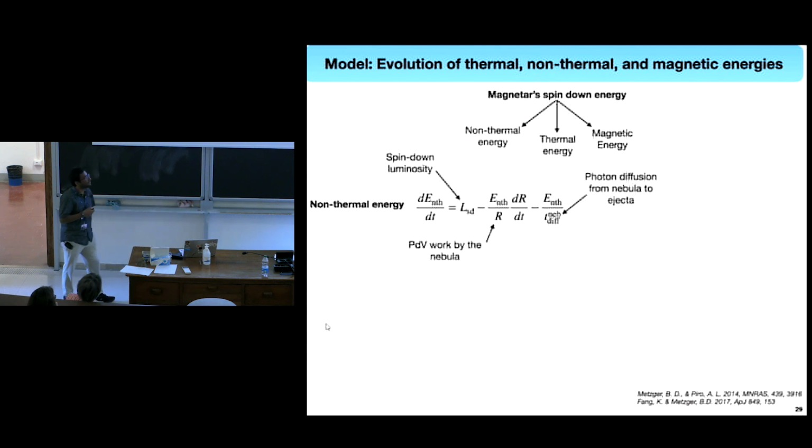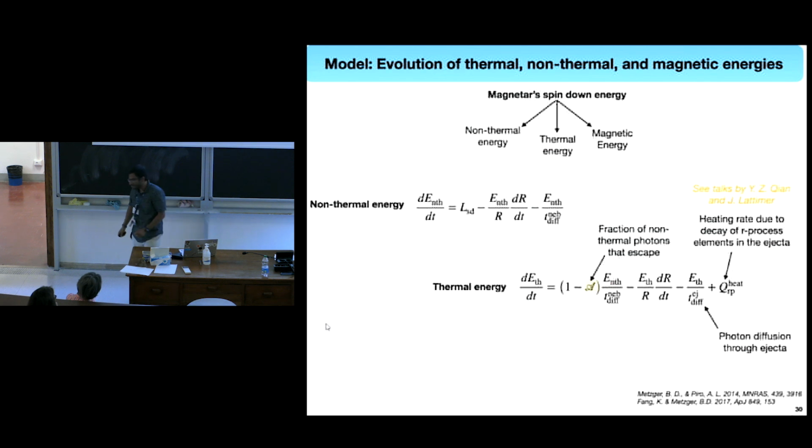The way this evolves in time is it's directly proportional to the spin-down luminosity. So as the magnetar slowly spins down, the energy gets deposited in this non-thermal energy component. The second term over here is the PdV work that is done by the nebula. So this whole thing is expanding outwards, as I mentioned. So that's the work done, which basically gets subtracted. The third thing here is these photons that I mentioned, they eventually diffuse out. So that basically takes away from the non-thermal component. So you have this term that is subtracted from the whole thing.